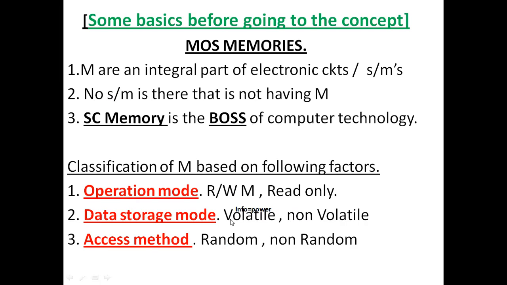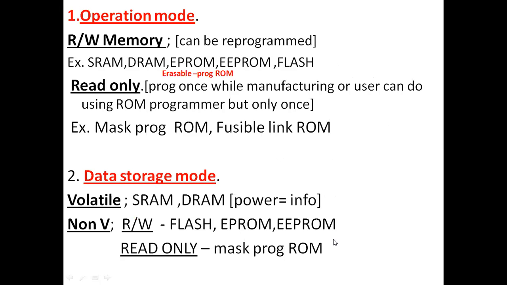What do we mean by volatile memory? The information will be stored only as long as we supply the power. Once the power is lost or gone, the information stored will be lost. That sort of memory we call volatile memory. Whereas non-volatile memory means even though we have loss of power, the information will still be stored in the memory elements. Based upon the access method, you can classify memories as random access and non-random access or sequential access memory elements.